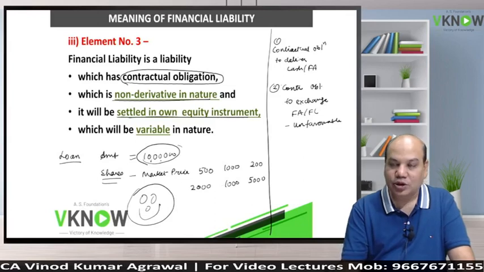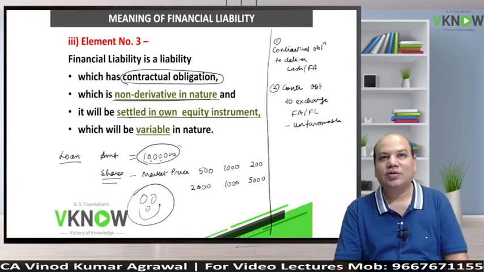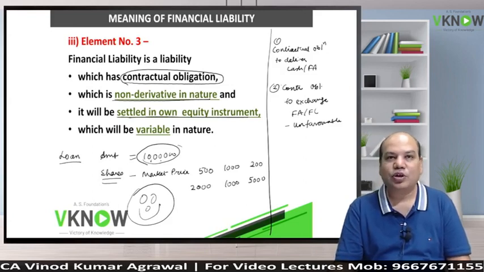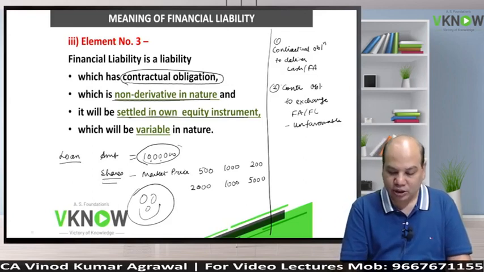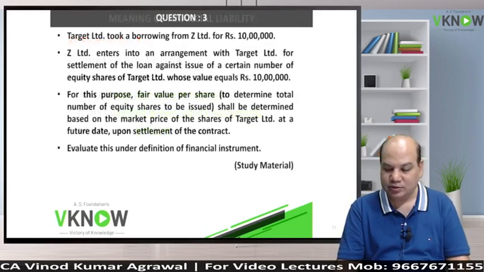We are using our equity share just like a currency to settle the dues. The counterpart is not exposed to the risk. Therefore, such contracts are also called financial liability. A loan taken of rupees 10 lakh, which will be settled by delivery of our company's shares, and the number of shares will be based on the market value on the settlement date.